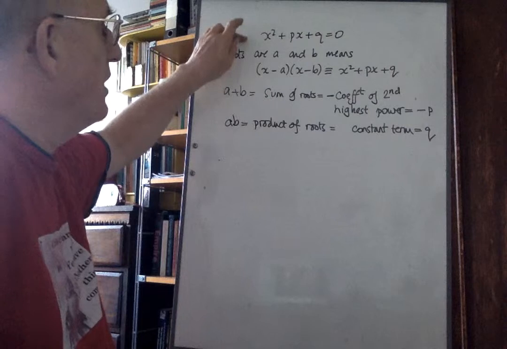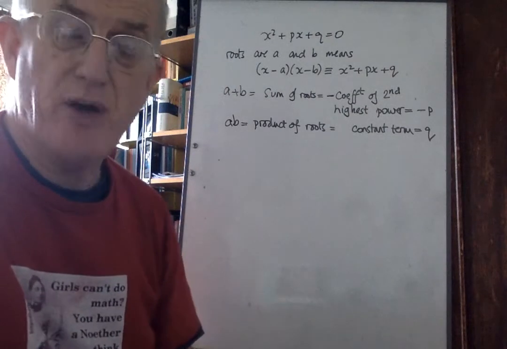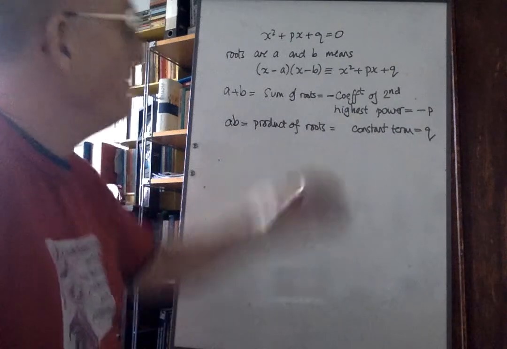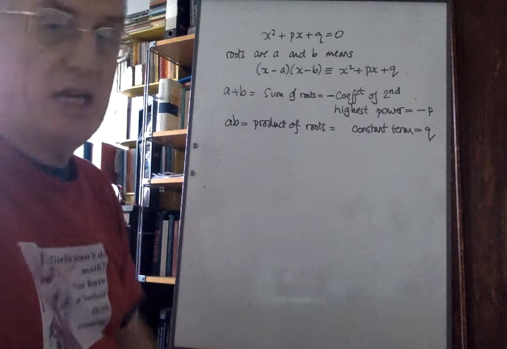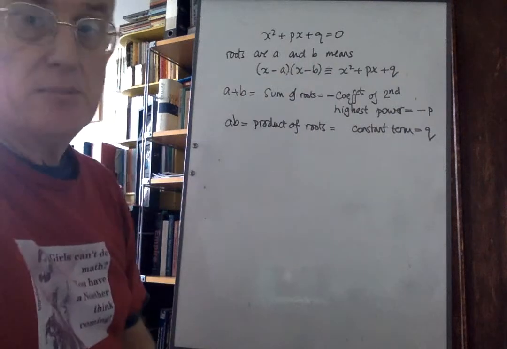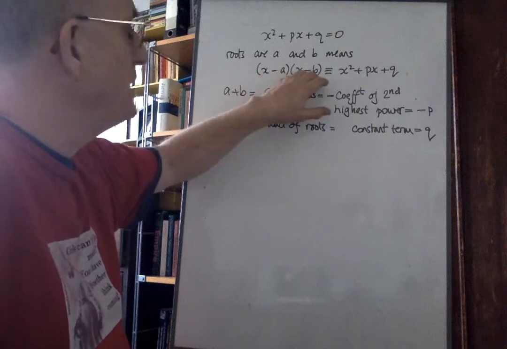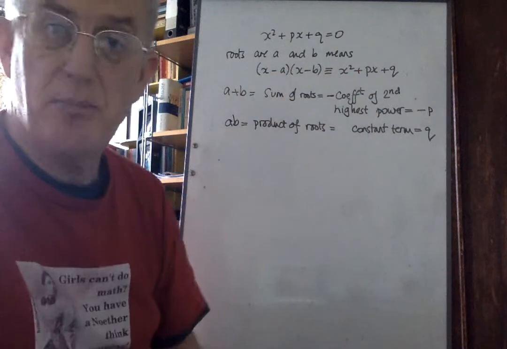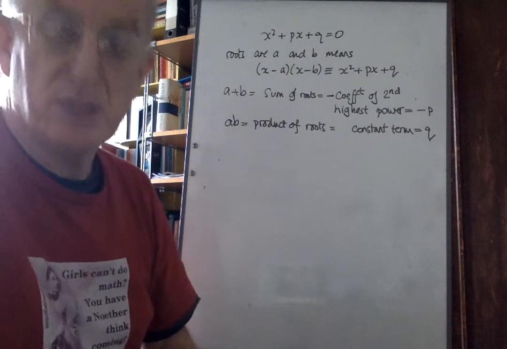Here's a quadratic equation, x squared plus px plus q equals 0. Suppose you found the roots a and b. That means you can factorize that quadratic into (x minus a)(x minus b). In other words, x minus a times x minus b is exactly the same expression as x squared plus px plus q.